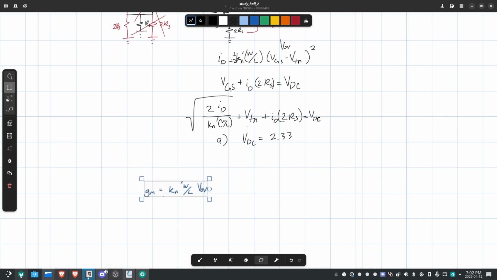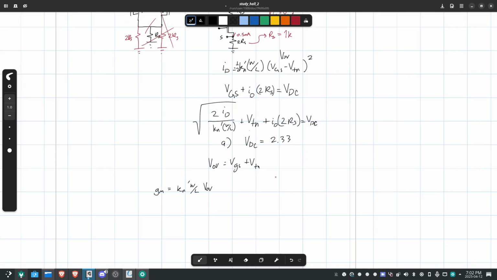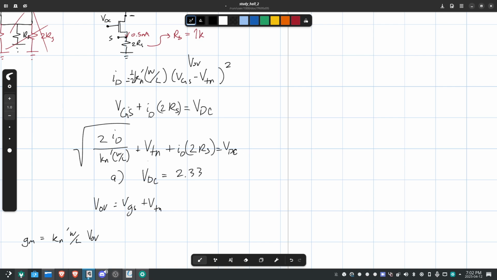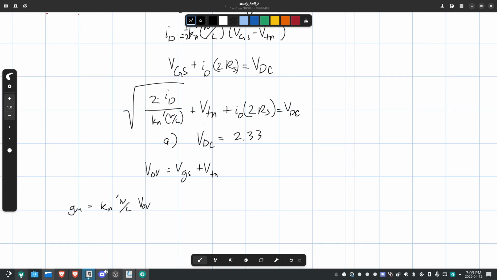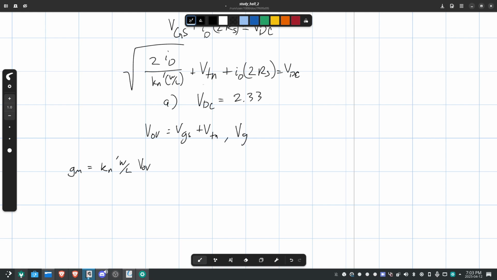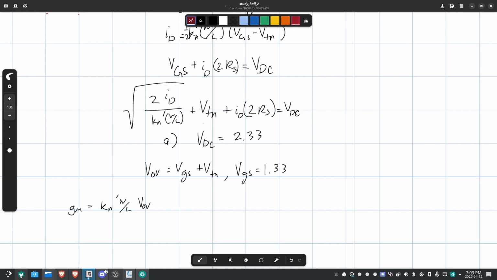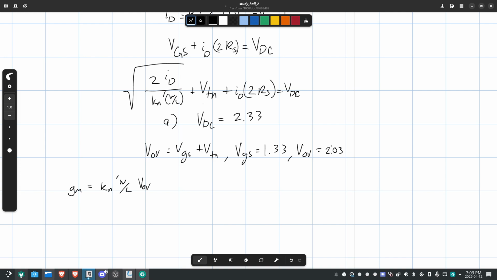Well, we can find VOV. VOV is VGS plus VTN. VGS is just going to be VDC minus, is that correct? Yeah. So it's just going to be this half here. So if we find that out, we get 1.33. VGS is equal 1.33. You just remove this part here and it becomes VGS. Therefore, VOV is going to be 1.33 plus 0.7, 2.03. Is that correct? Hope so.